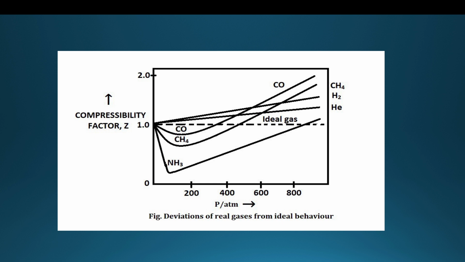See hydrogen and helium. The graph line is showing Z greater than 1. For other gases, there is a dip, means Z less than 1, and after certain pressure, Z becomes greater than 1. For ideal case, imaginary case, Z is always unity, 1.